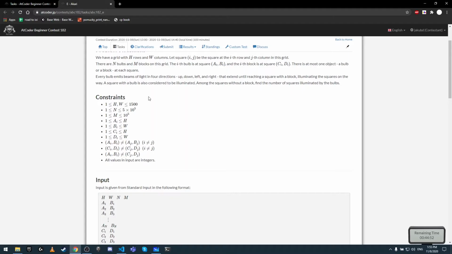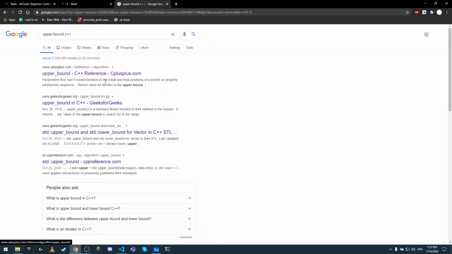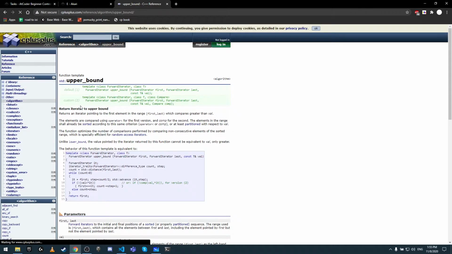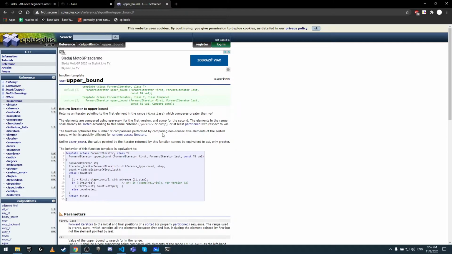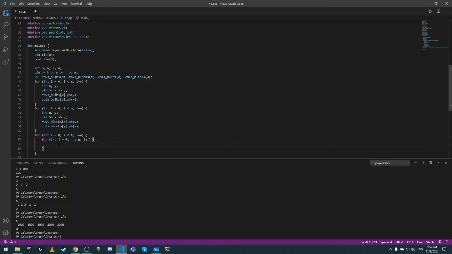Wait, what does upper bound return? Upper bound C++. You can see that I already set it. Greater than val. I don't want that. But that's okay. You can handle that, right?